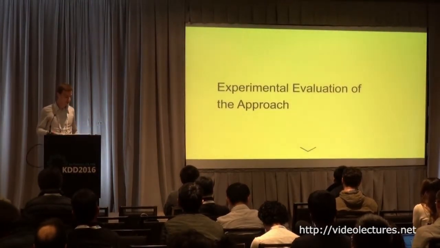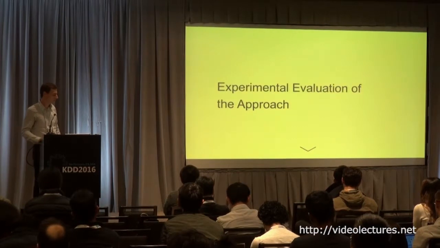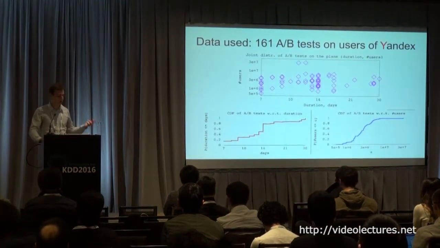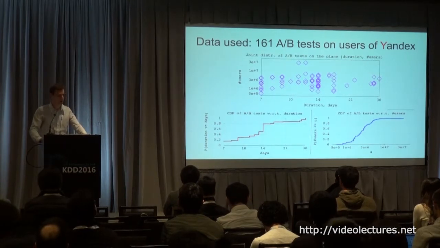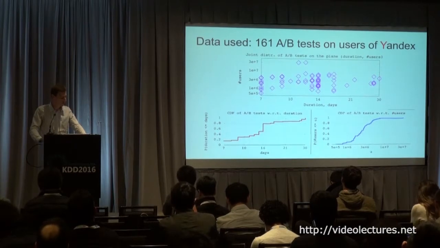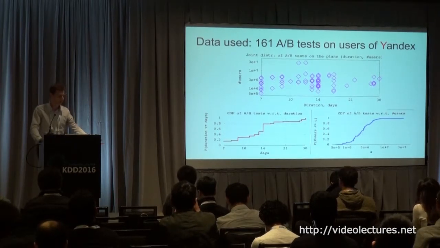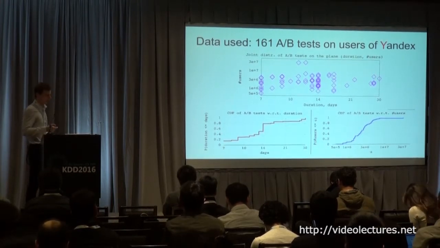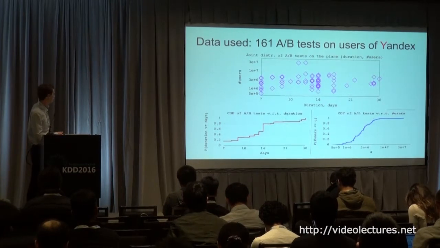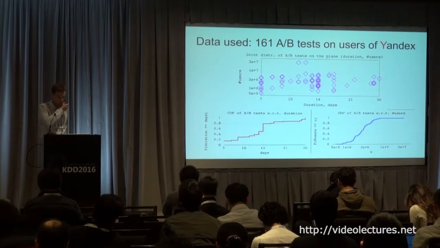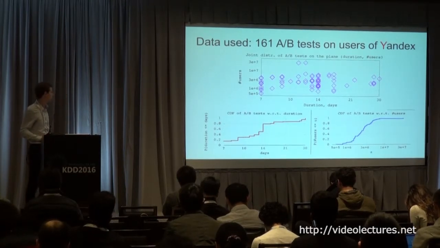The final section concerns the experimental validation of our approach. We considered 161 A/B experiments conducted on real users of Yandex. One can see that the number of users in these A/B tests varies from 500 thousand to 3 million here. And the duration of experiments varies from 1 week to 1 month.